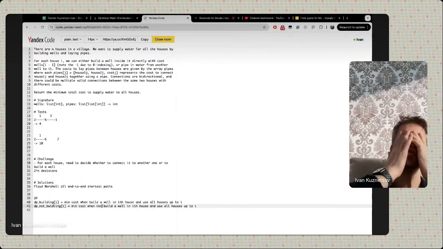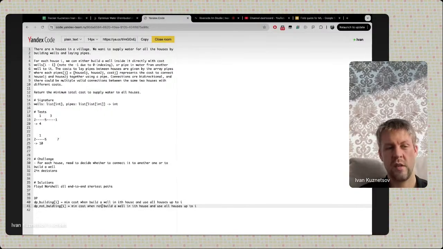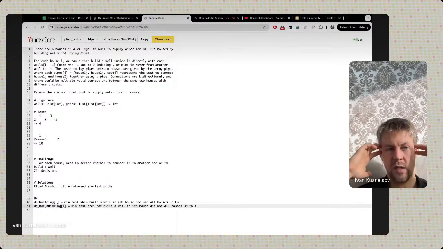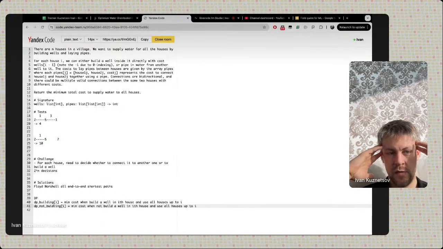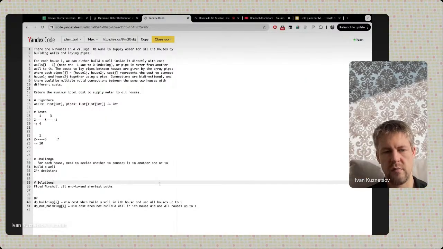So the problem here is that if we decide that we want to build a well in a particular place, it also affects how cheap it can be for the houses that we have already considered. So it kind of defeats the purpose. Can there be some greedy algorithm? Yeah, I think it can be some greedy algorithm.